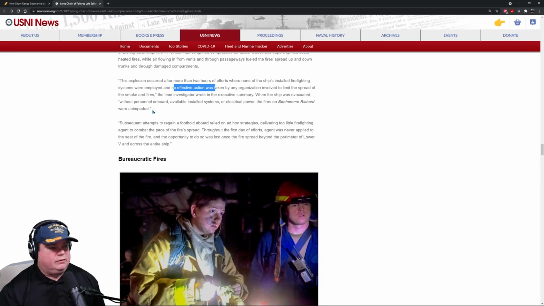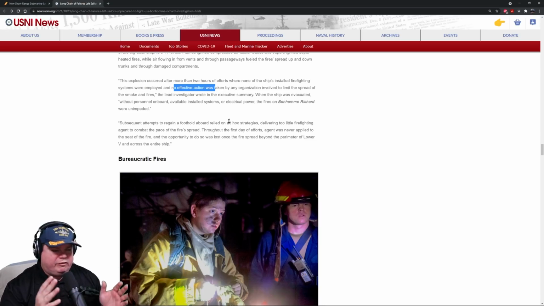When the ship was evacuated without personnel on board, available installed systems or electrical power, the fires of the BHR were unimpeded. Yeah. So, for instance, at a minimum, they should have activated the AFFF system whenever they evacuated everybody before the explosion. I'm talking about the initial evacuation, everybody not in SCBAs. Whenever they made that call, activate the AFFF. That way something on board is limiting the spread of the fire. And that's just standard common sense stuff, guys. This is not like you need special training for this.